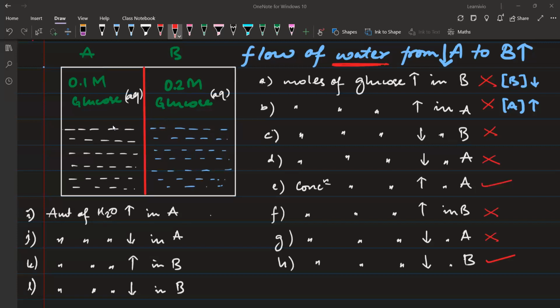Amount of water increases in A. No, that is incorrect. Amount of water, what is happening? It is decreasing, since water is going from A to B. Okay, amount of water decreases in A, this is correct. Amount of water increases in B, this is correct. Amount of water decreases in B, this is incorrect. All of you understood completely? Yes or no? Please tell me. If you have doubt in any one of the options, please let me know. I will explain it again.